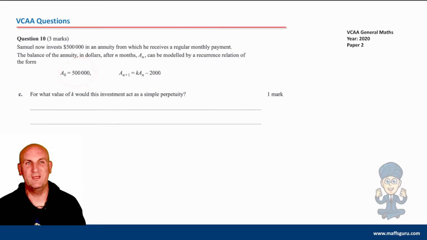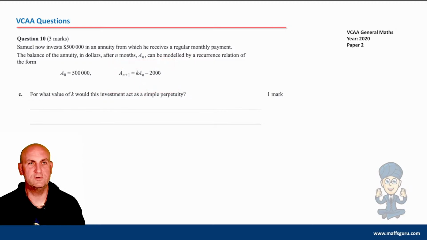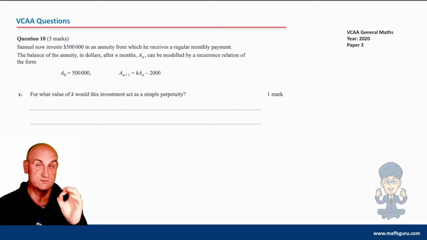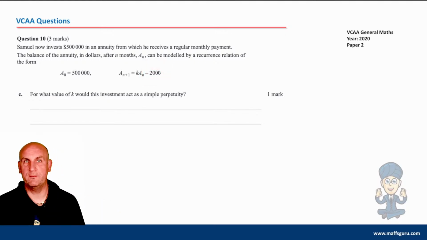So we've hopefully got some opening amount. I've got some interest rate. Oh, hold on a moment, they haven't given the interest rate. They've just told me it's K. Okay, minus 2,000. For what value of K would this investment act as a simple perpetuity? Ah, well, going back to that previous example, which was a really good example, this here must be the payment that's coming out of my bank account. That must be the interest.